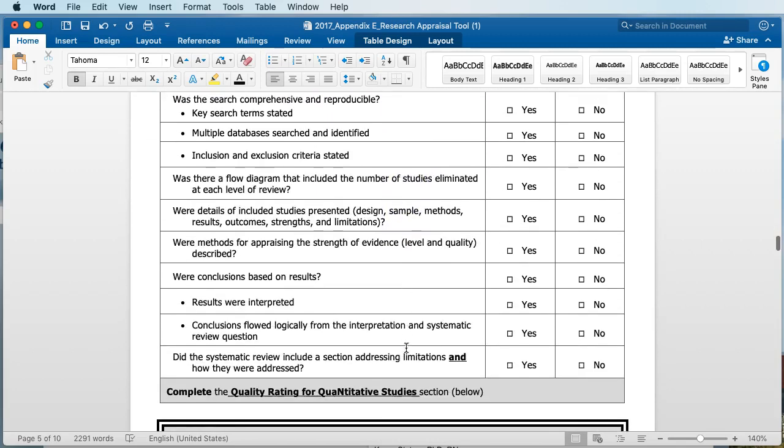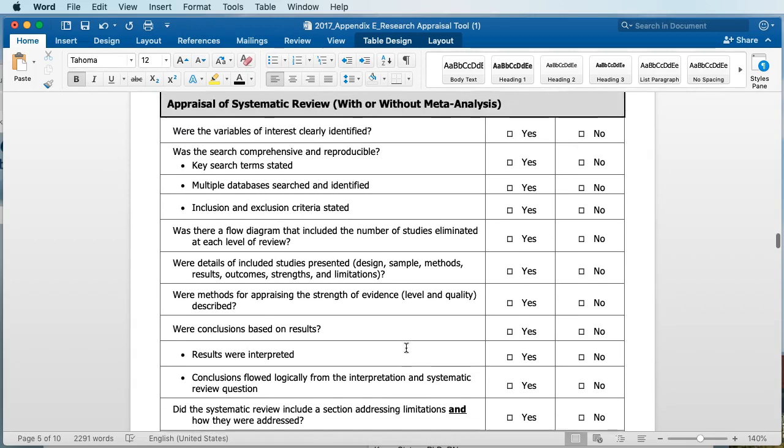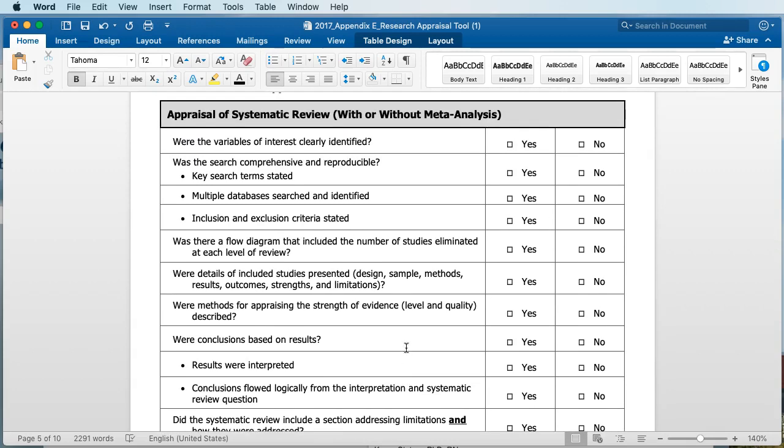And here's how we appraise the quality of a systematic review. So did they make clear what variables they were using? Did they provide you with the key search terms, the multiple databases, and what studies they included and excluded? So in the end, if you looked at all of that, could you go out and do the search the same way that they did? Did they have a flow diagram?